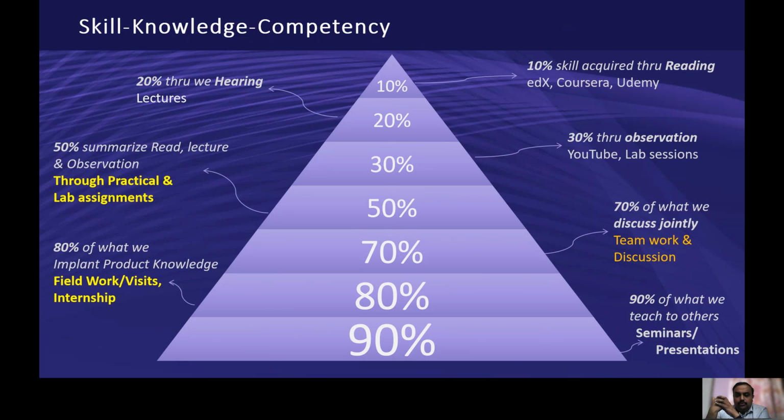That's where you need to take an initiative or have a self-commitment so that you can try to do it for yourself through lab sessions. That is the initial step by which you start pitching in, and eventually when you come to a level of 50% on this pyramid scale, it summarizes that you take note of the reading, the lectures, and observations along with practical sessions.